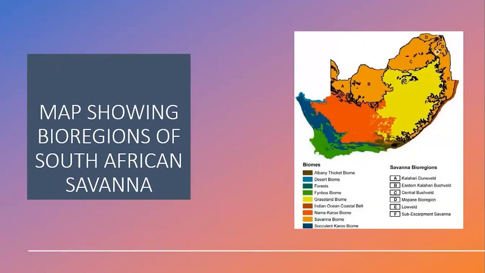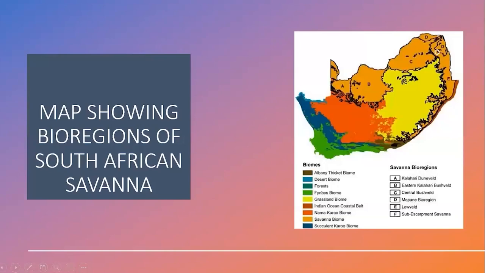understand the biome a bit better. So here we've got a map of essentially all the biomes in South Africa. What I'm interested in showing you here are the seven biomes. The savanna biome, and we are going from the Kalahari dune veld here, A, through to the Kalahari bushveld, B, and up into C, the central bushveld, Mopani up in the north, down the right-hand side, the lowveld, and then the sub-escarpment on the right of the diagram here.